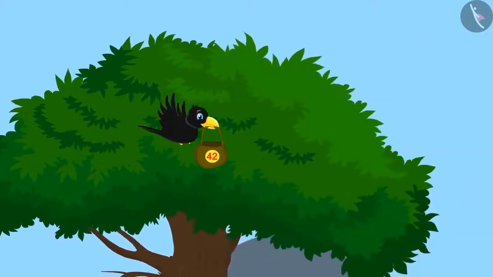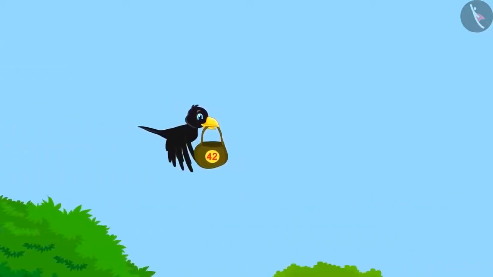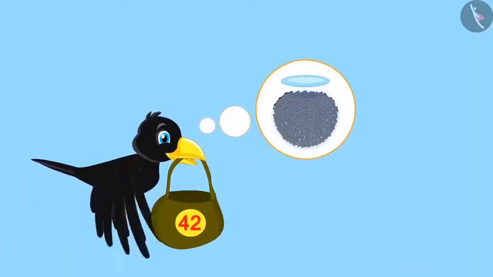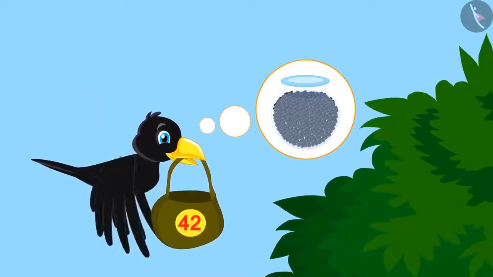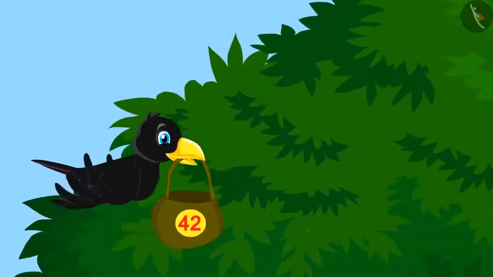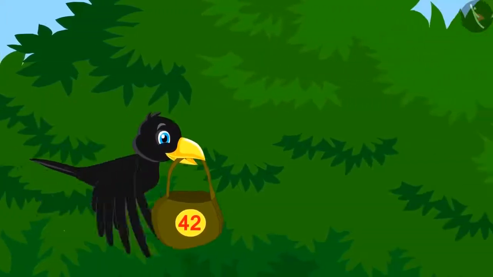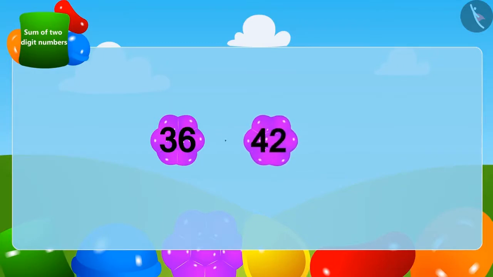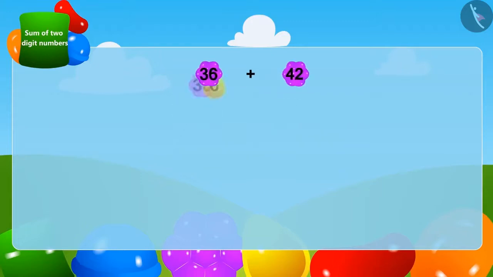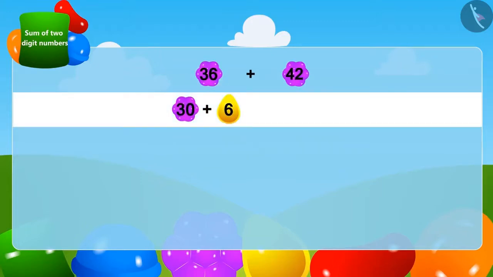The crow was very happy and flew towards the pitcher. He was wondering if he now had enough stones. Come on, let us find out how many stones does he now have in total. The crow had a total of 36 stones, to which he will add 42 stones given by Appu. We can write 36 by adding 6 to 30. And in the same way, we can write 42 by adding 2 to 40.